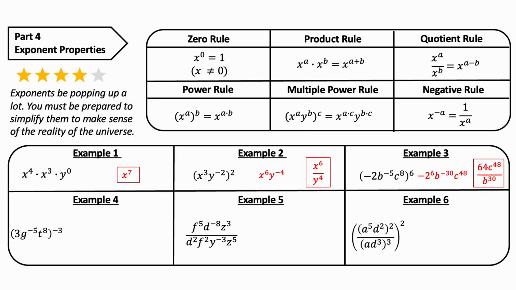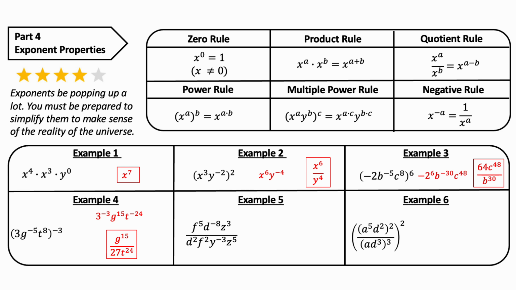Next, in example 4, seeing that we're also going to follow the power rule, that negative 3 gets distributed to everything: 3 to the negative 3, g to the positive 15, and then t to the negative 24. Now, again, last step will just be to go ahead and raise 3 to the negative 3rd power. Well, that's the same as 1 over 3 to the 3rd power. And then likewise, t to the negative 24th power is the same as 1 over t to the 24th power. 3 to the 3rd power is 27, and so we simplify to the answer shown there.